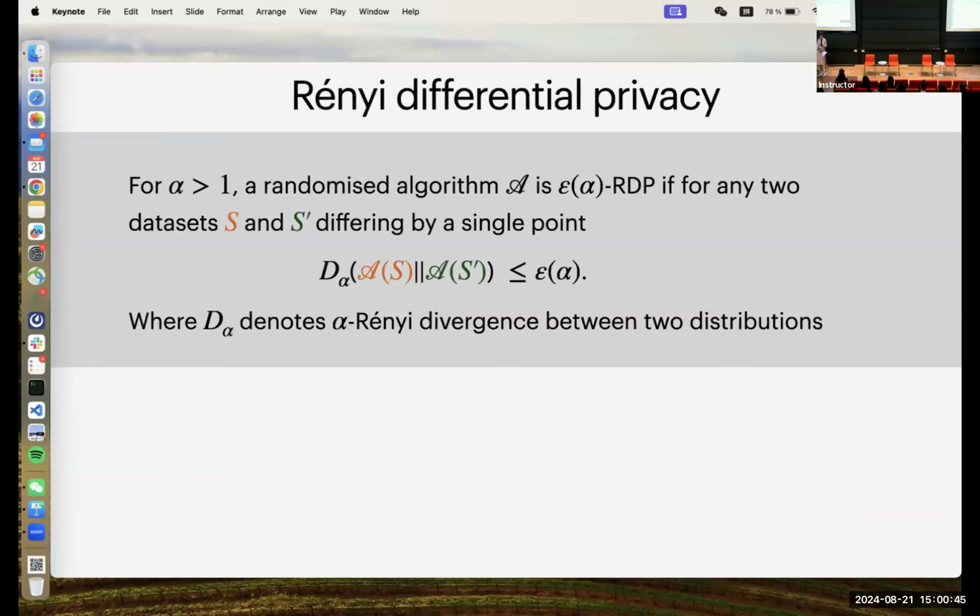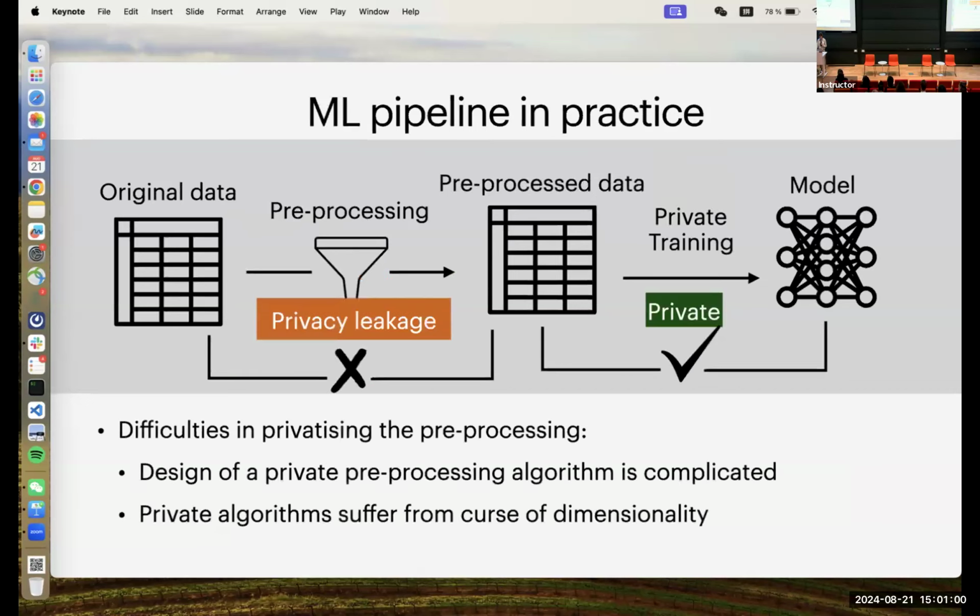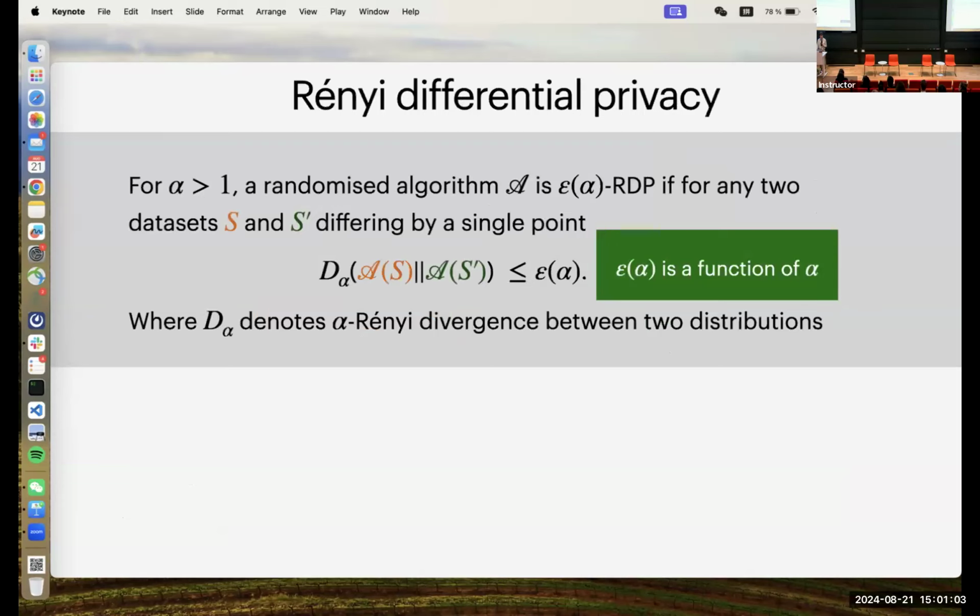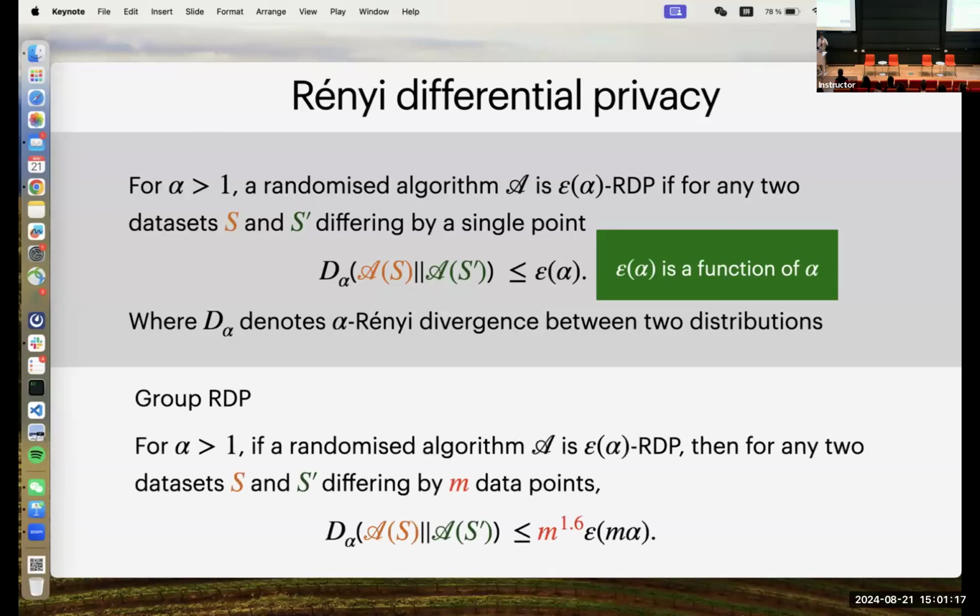A quick recap on differential privacy. I think everyone here already knows it pretty well. In our work, we use Rényi differential privacy, and here we express the privacy parameter epsilon as a function of alpha, so that we can characterize the privacy guarantee for any alpha greater than 1. We note that Rényi differential privacy also has the group privacy property. Basically, if your datasets differ by up to m data points, then your privacy parameter is amplified by at least a factor of m.